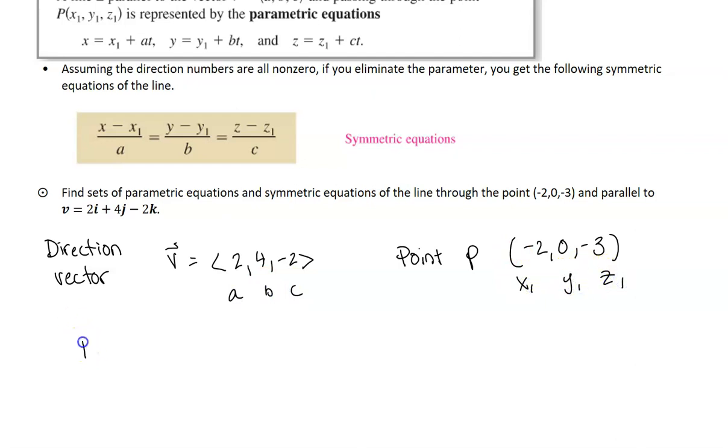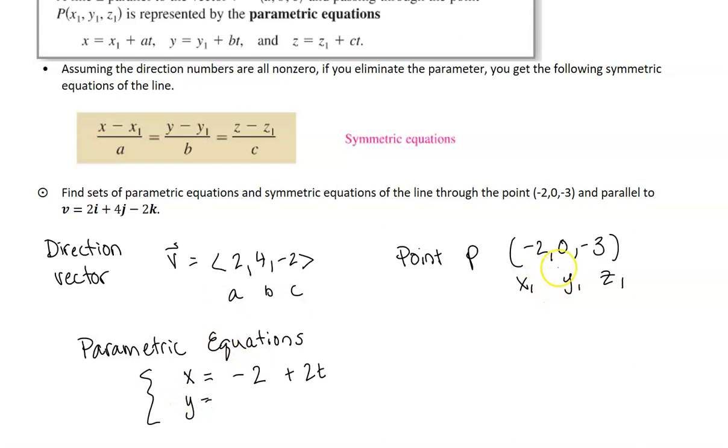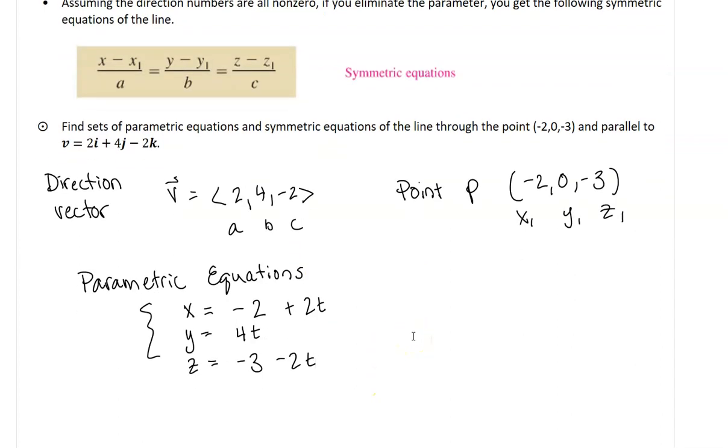So our parametric equations in terms of t, where t is the parameter, are x equals -2 plus 2t. That's the x1 plus at. y equals 0 plus 4t. And z equals -3 minus 2t. The only part that's difficult about this at all is just making sure you get a, b, and c in the right place and x1, y1, z1 in the right place, because that matters.